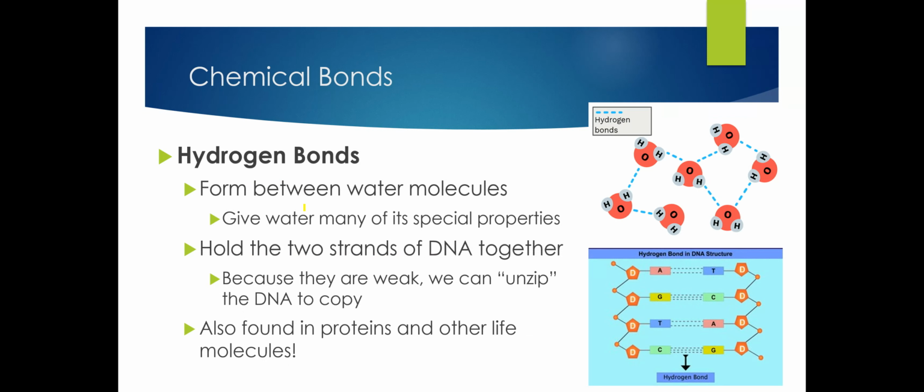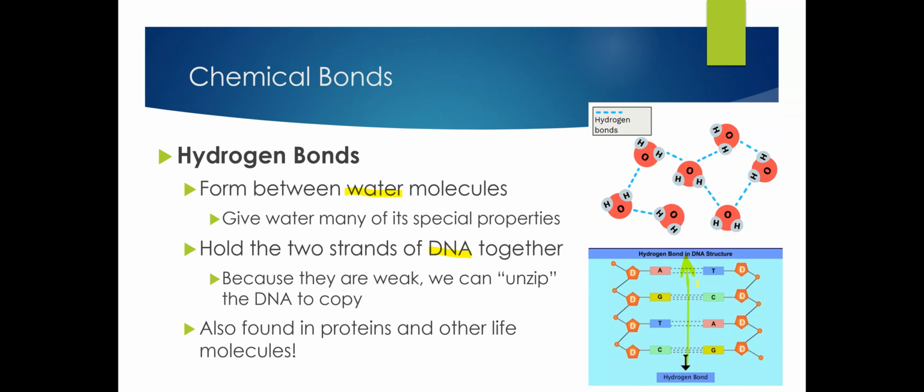Hydrogen bonds are incredibly important to living things, okay? Number one, this is what forms between water molecules. And our next lesson is going to be all about the properties of water, and most of those properties come from the fact that these hydrogen bonds are what are holding water molecules together. You'll also find hydrogen bonds in our DNA. So we have two strands of DNA. They are held together at these nitrogen base pairs, and it's hydrogen bonds that hold them together. Now, why is that significant? Well, in order for us to copy DNA, we have to come in here and break these bonds.